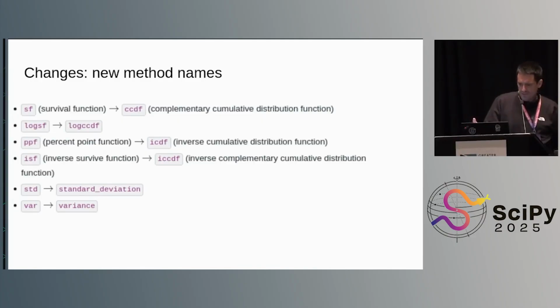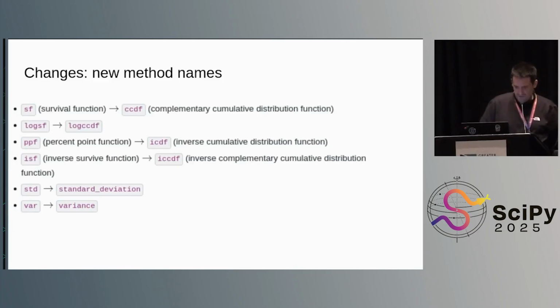New method names. This was something all of the SciPy stats maintainers discussed together, that some of these names, like SF for survival function, aren't widely used throughout the entire statistics community, but are specific to certain parts. It's used a lot in survival analysis in the biomedical field. But instead of using these, just try to use more descriptive names that hopefully can be remembered more easily.